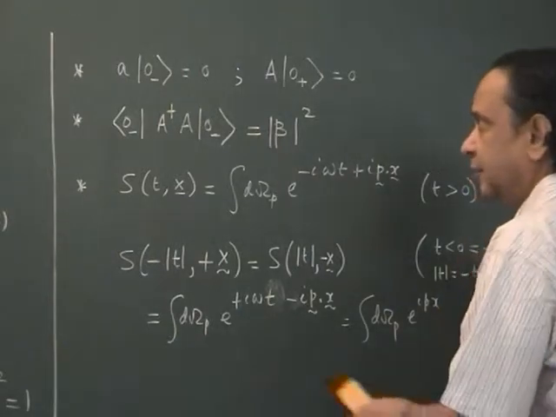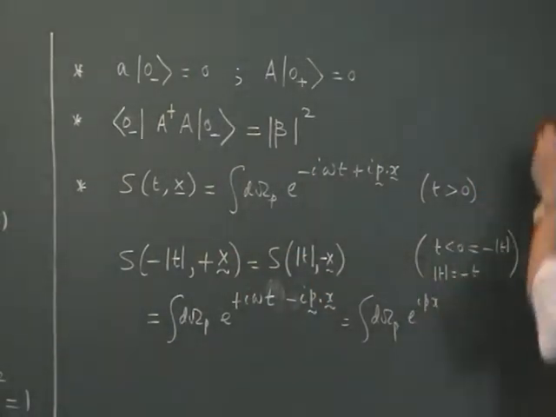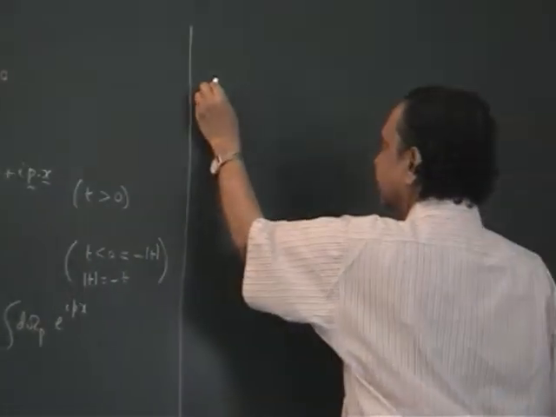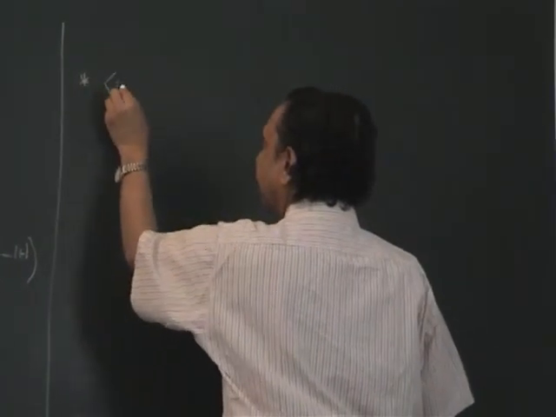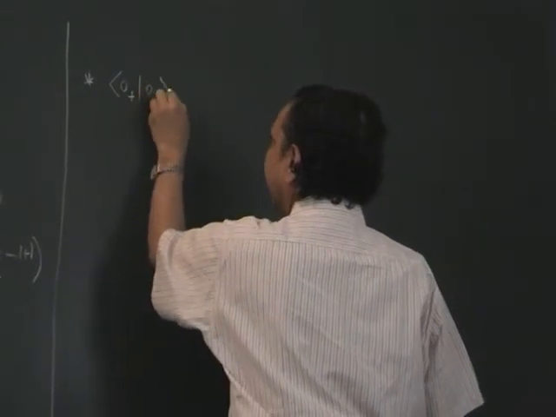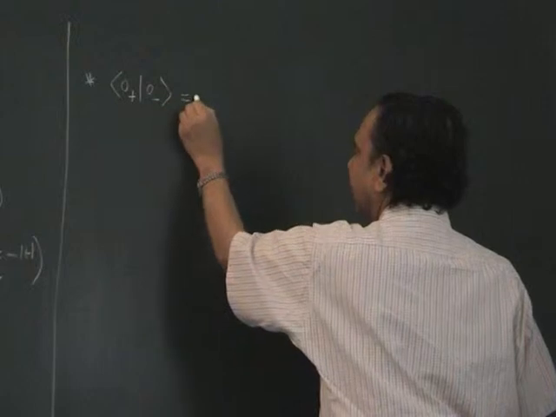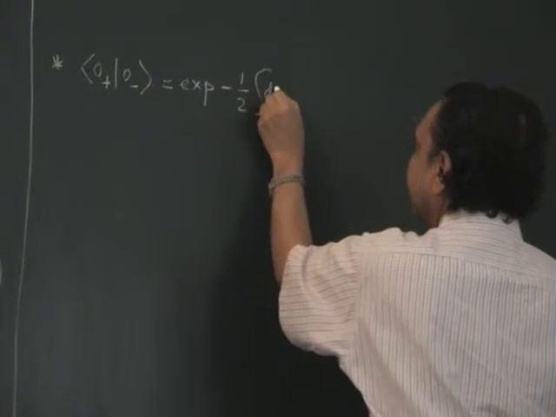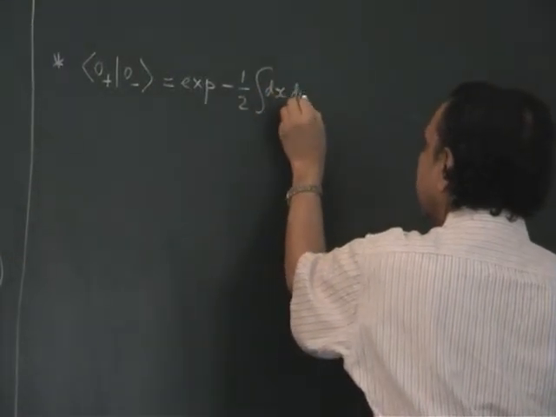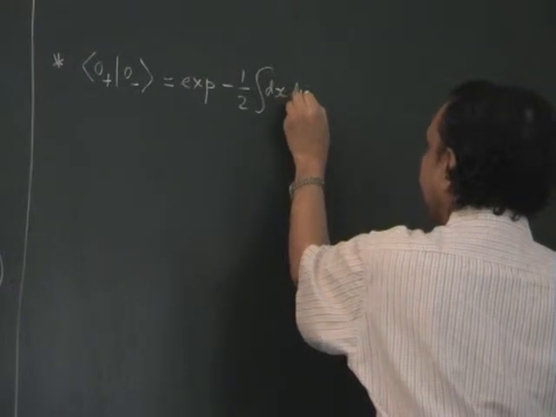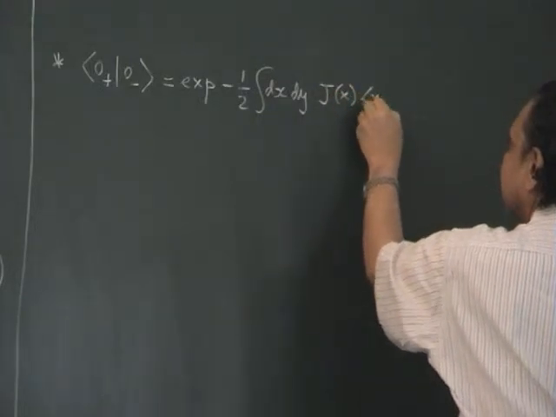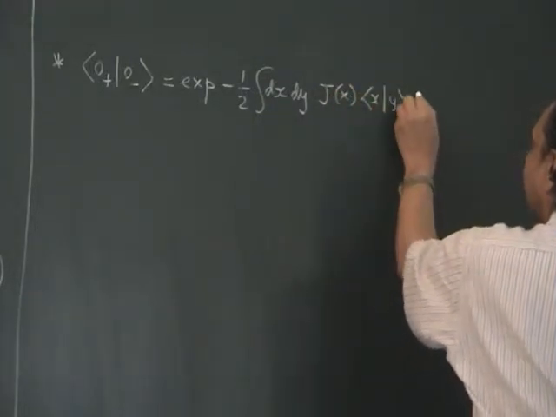And we want to extract some physics out of the expressions which we had. Okay, this should be enough. I don't have to erase it now. Okay. So what we want to do next is to understand the structure of this quantity which we have found, namely 0 plus 0 minus, which we wrote as exponential minus half integral dx dy j(x) Δ(x,y) j(y).